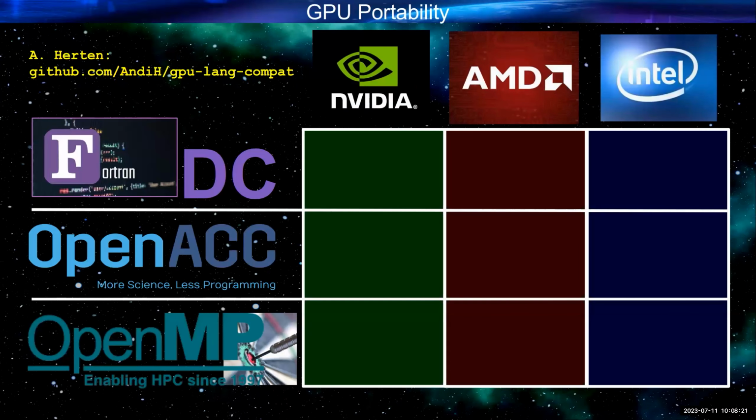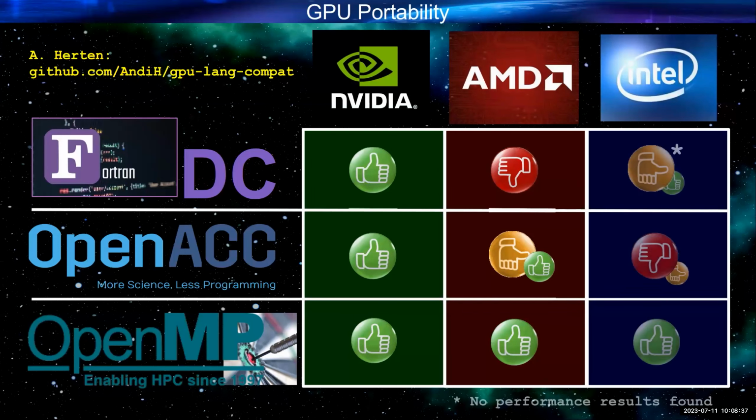So here's a quick little chart of the support for do concurrent on GPUs. Some of this information is gathered from this GitHub language compatibility chart by Hurton, and then through personal experience. So if you look at this, basically, OpenMP target is supported for NVIDIA, AMD, and Intel GPUs with various levels of performance, but those are all pretty well supported.